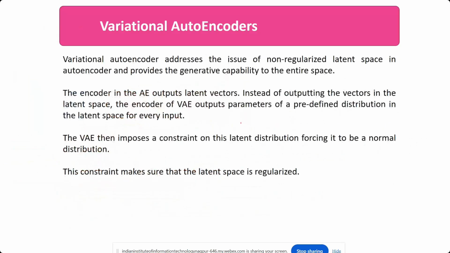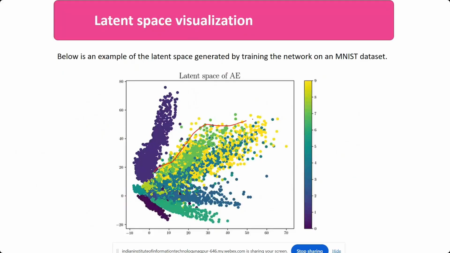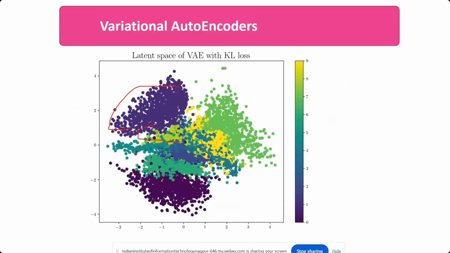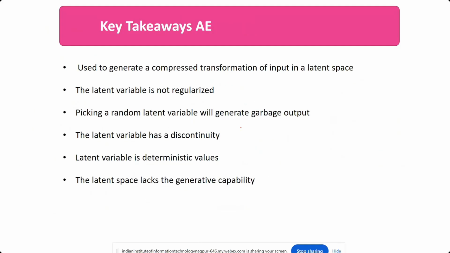If you observe the previous diagram, too many overlappings are involved, but here less overlapping is involved. So there is a possibility that if you try to reconstruct an image from the overlapping area, it will give you garbage output. That is what the variational autoencoder is about. These are the key takeaways from autoencoders. Basically it is used to generate a compressed transformation from higher dimension to lower dimension. The latent variable is not regularized here, and there is a possibility of generating random data.